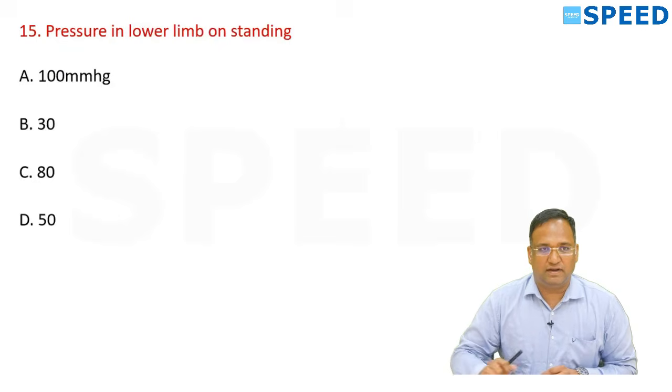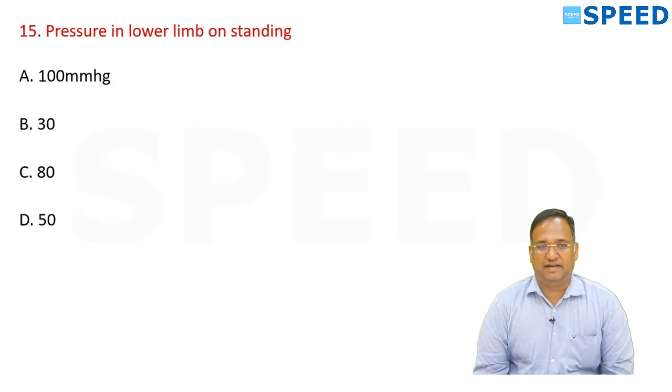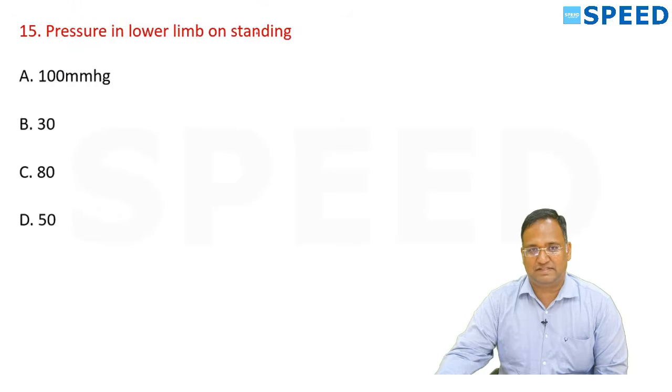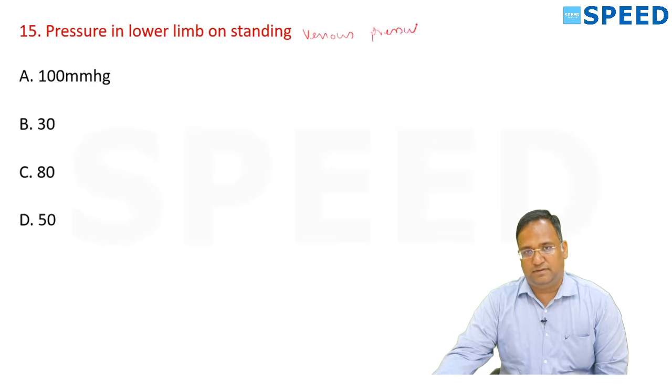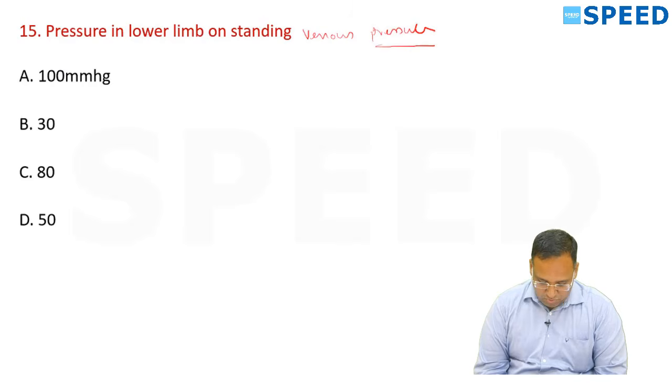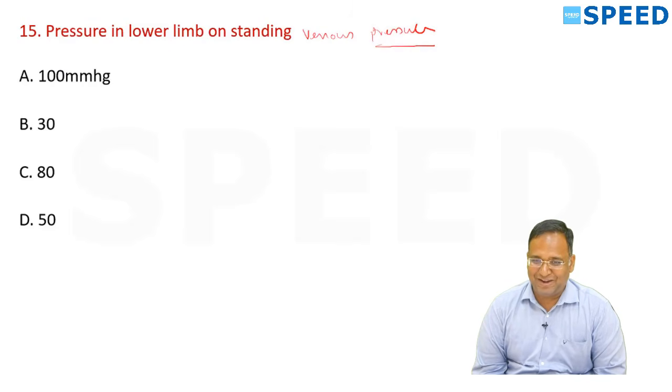So, INR is over. Pressure in the lower limb on standing. I hope this was a venous pressure which was asked. Am I right? Was this a venous pressure? See, if you know your anatomy well, you can pick up your answer from anywhere. That's very important. Surgery is predominantly based on anatomy.